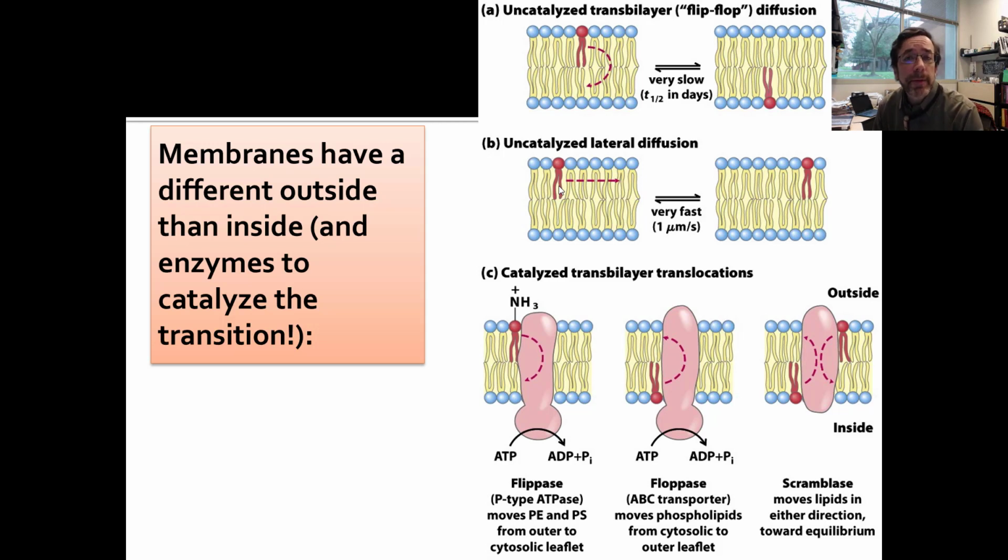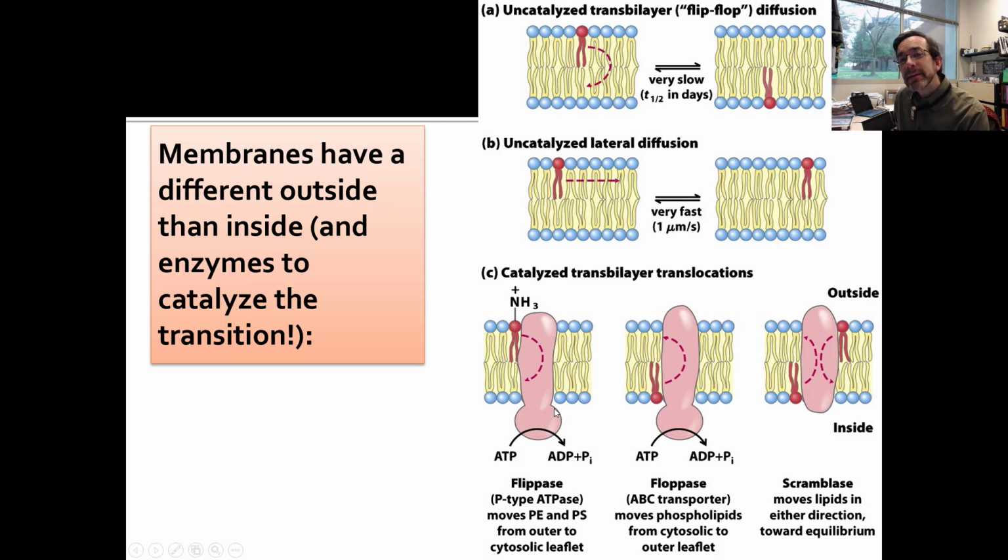But whenever you have something that's hard and you have a high transition state, you can make an enzyme that stabilizes that high transition state and catalyzes the reaction. So you can make these enzymes, like they show on the bottom, that will actually take the head groups and catalyze the movement of the head group from one leaflet to the other. And those are called flippases and floppases. It takes ATP, it takes energy, to move just one lipid.